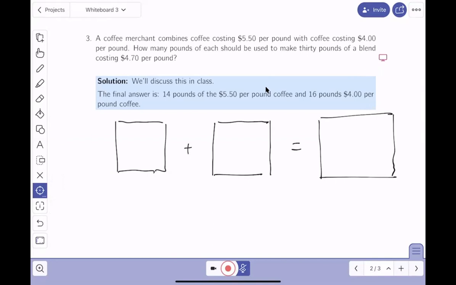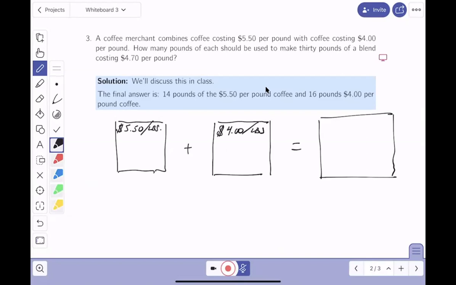All right. So a coffee merchant combines coffee that costs $5.50 per pound. Let me write this over here. I see a box over here with coffee in it that says $5.50 a pound. That's my abbreviation for pounds. With coffee that costs $4 a pound. There's a label in this one that says $4 a pound. It's labeled $4 per pound. The other one's labeled $5.50 per pound, right? You mix them together. You add them together.